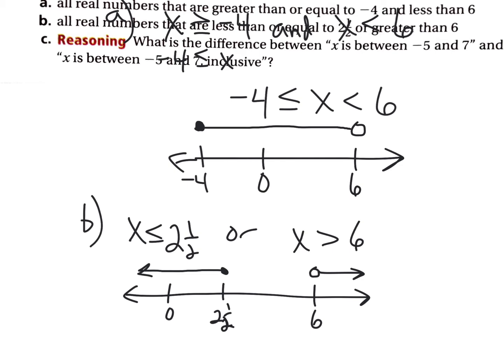Part C just asks what's the difference between x is between -5 and 7 and x is between -5 and 7 inclusive. The difference is if it's inclusive, it means it includes the -5 and the 7. If it doesn't say inclusive, it doesn't include either one of those points.